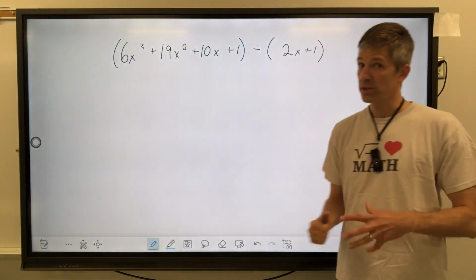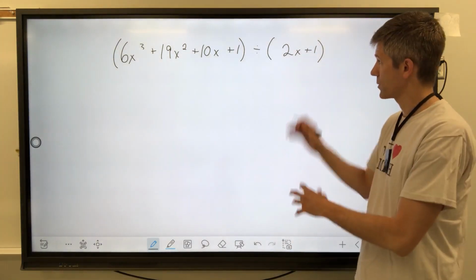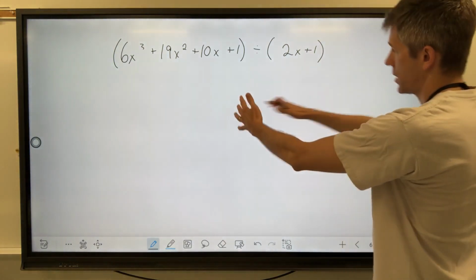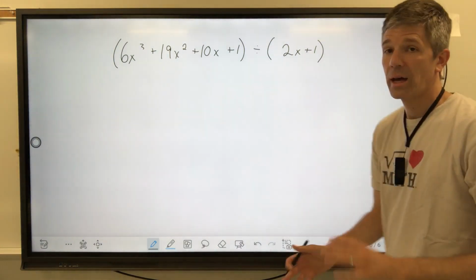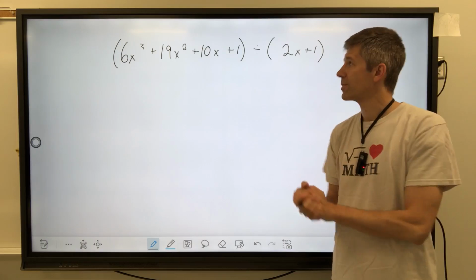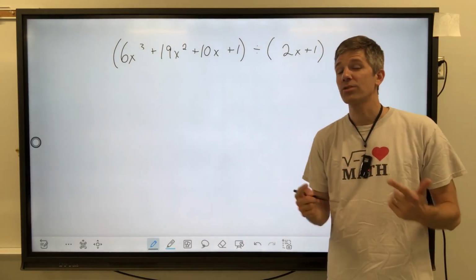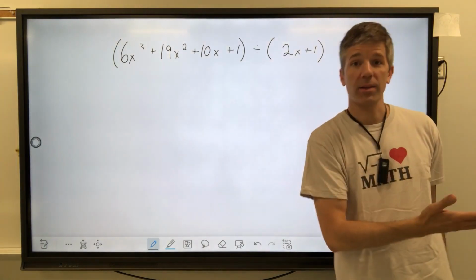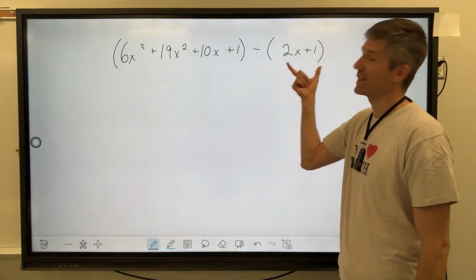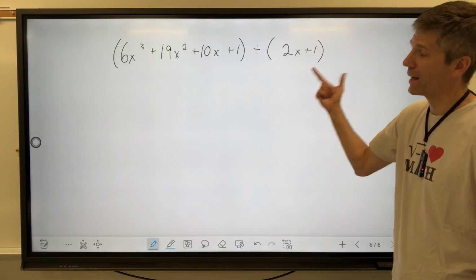And we could use long division, and that's where we would go 2x plus 1 goes into all this stuff, and we'd go step by step, and it works. But years ago, a student discovered a shortcut for this, and it works too. So I'm going to show you how to do any polynomial division when you're dividing by linear.